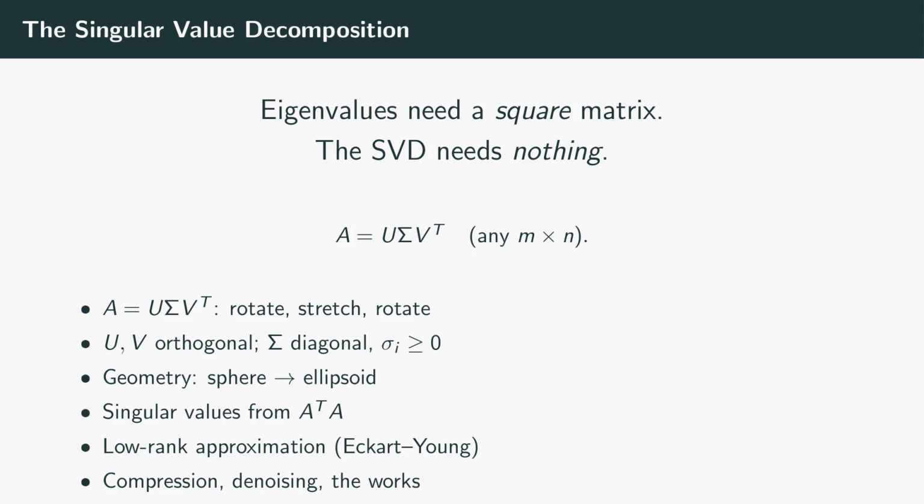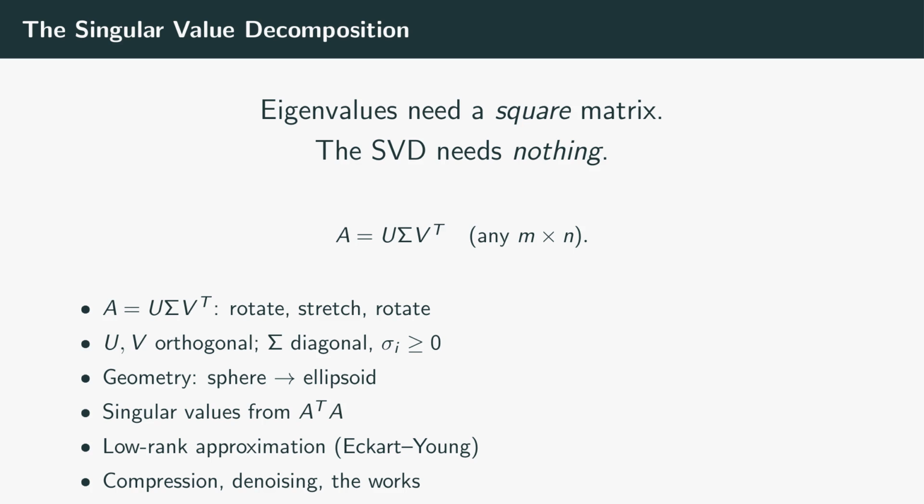Welcome back. Last episode, the spectral theorem gave us a perfect factorization, but only for square symmetric matrices. Today we remove every restriction. The singular value decomposition applies to any matrix whatsoever: tall, wide, square, singular, full rank, or rank 1.